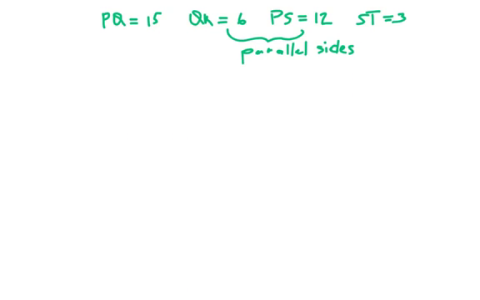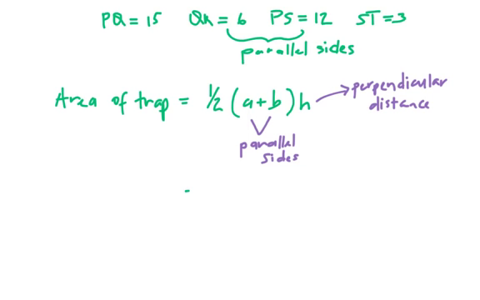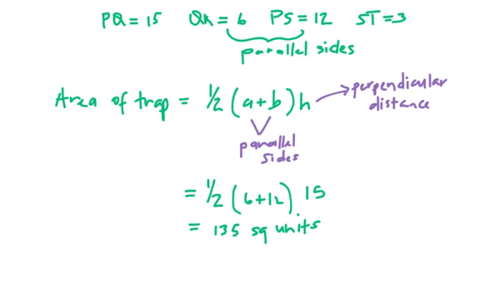So now we recall the area of a trapezium, which is equal to 1/2 the sum of the parallel sides multiplied by the perpendicular distance between the sides. So therefore area is going to be 1/2 times (6 plus 12), because those are our parallel sides, QR and PS. And then our perpendicular distance is PQ, so that's multiplied by 15. And our answer is 135 square units. Square units because we're talking about area, and area is always in square units.